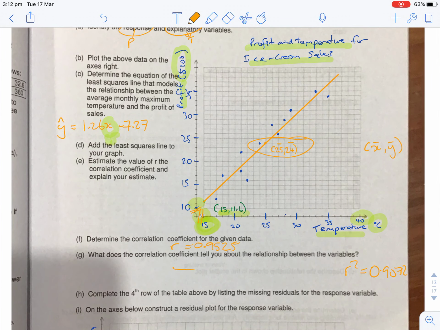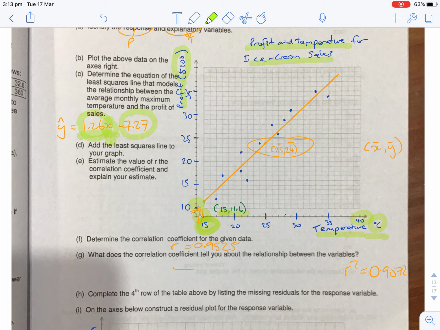Okay, I also should have talked about explaining these coefficients here. So this 1.26 means for every 1 unit change in X. So in this case, my X is in degrees Celsius. So for every 1 degree change in temperature, what's happening to my sales is that they're going up by 1.26 units, which in this case is hundreds of dollars. So my sales are going up by $126. If my temperature was 0, so my X was 0, I'd be selling negative 7.27 ice creams.